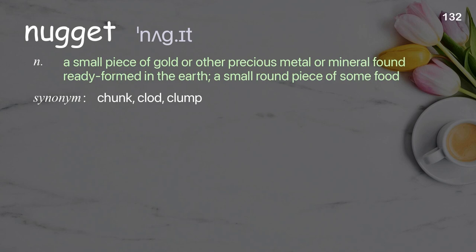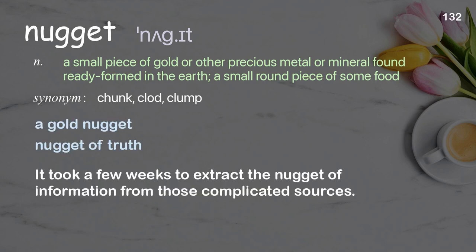Nugget. A small piece of gold or other precious metal or mineral found ready formed in the earth. A small round piece of some food. Examples: A gold nugget, Nugget of truth. It took a few weeks to extract the nugget of information from those complicated sources.